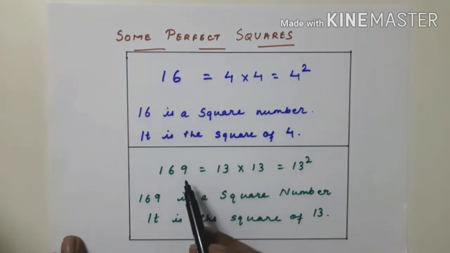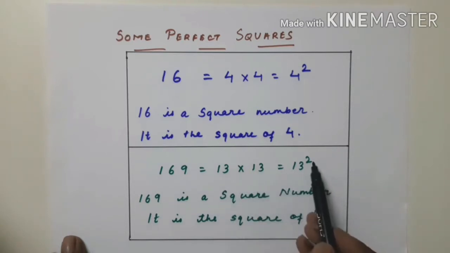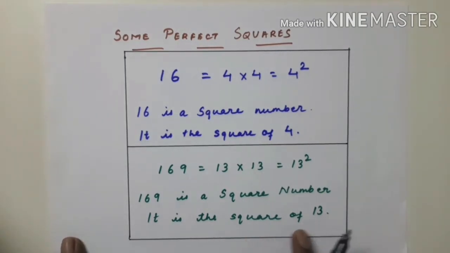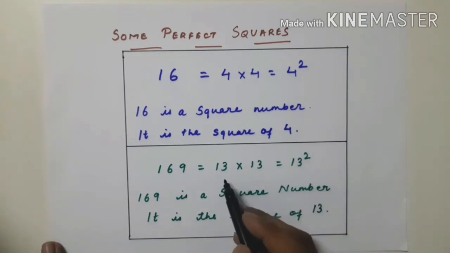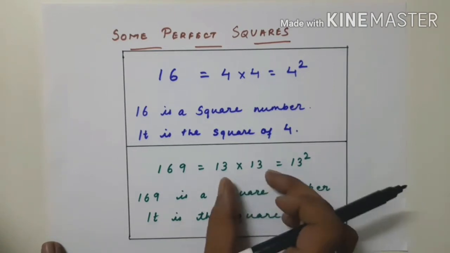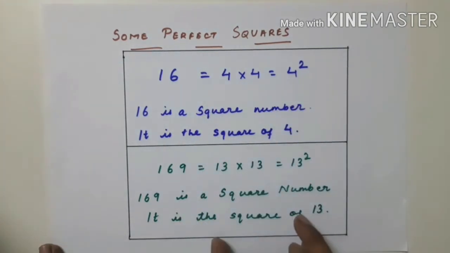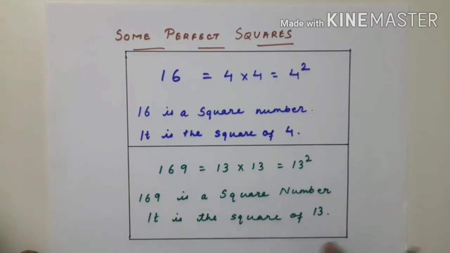Similarly, 169 we can write as 13 into 13, that is 13 squared. So 169 is a square number as it is the square of 13. So 169 is a perfect square. So 169 can be written as 13 squared. So the square number comes in a group of a pair. So 13 into 13, 4 into 4, like this. It should be grouped in a pair. Then only we can write it in a square form.